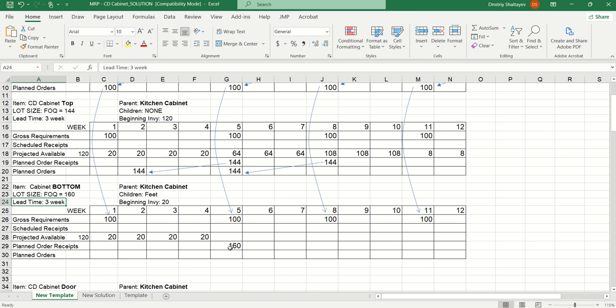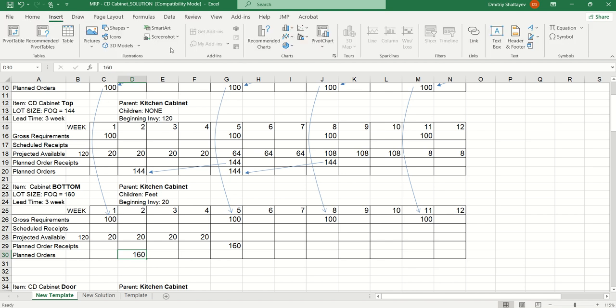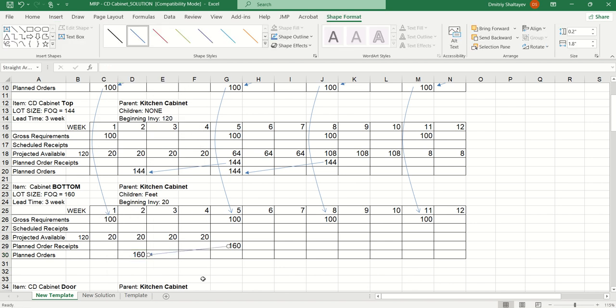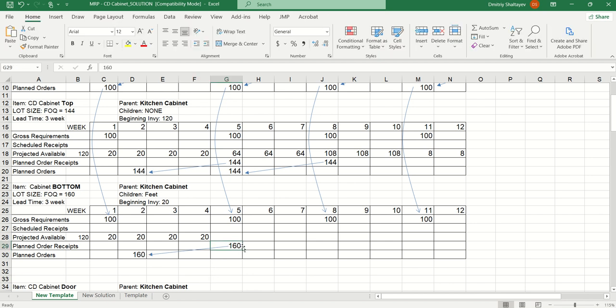So therefore, in order for me to receive that 160 in week 5, they have to be started in weeks 4, 3, 2. So I'm planning to order or to release the order in week number 2 so that they will be received in week number 5. And again, what I'm going to do is insert an arrow that links them together. This is just purely for illustration purposes. So these 160 that I receive in week 5, they are starting in week number 2. Make sense?